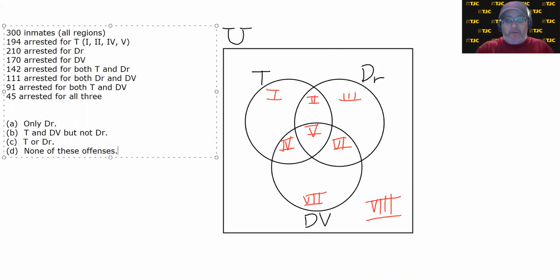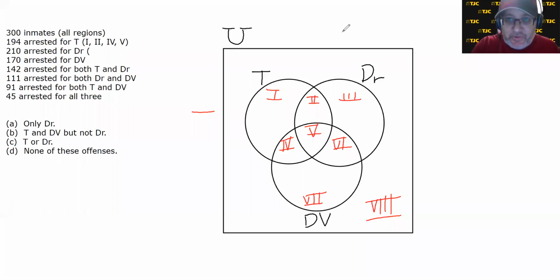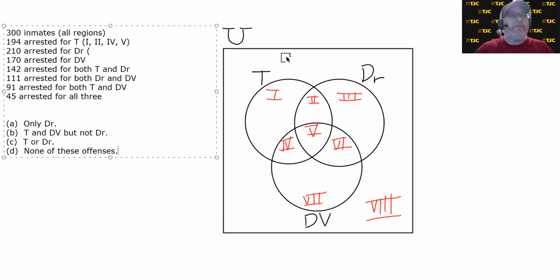Which regions make up the drug offense circle? And I realized that my 3 got decapitated somehow. One second, folks. Not sure why it ended up over there, but we'll fix that. All right, I know what happened. All right, so 210 were arrested for drug offenses. So which regions comprise the drug offense circle?